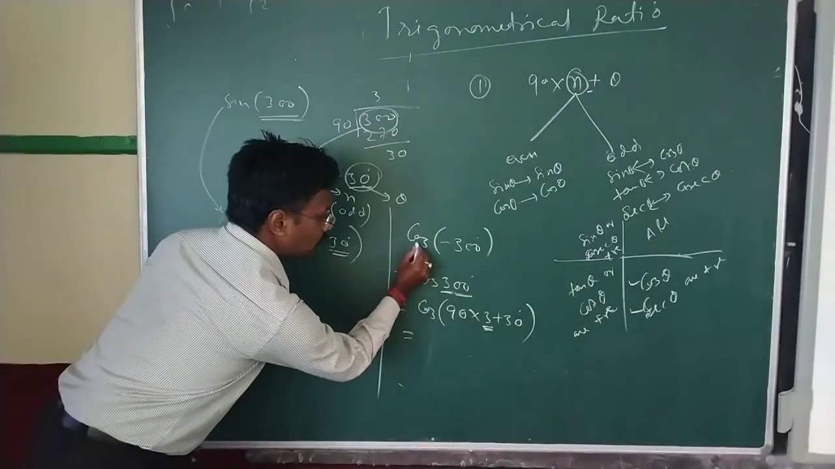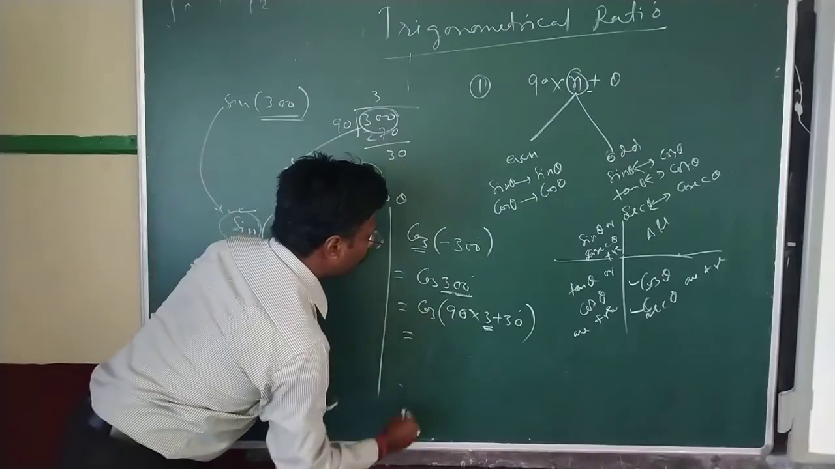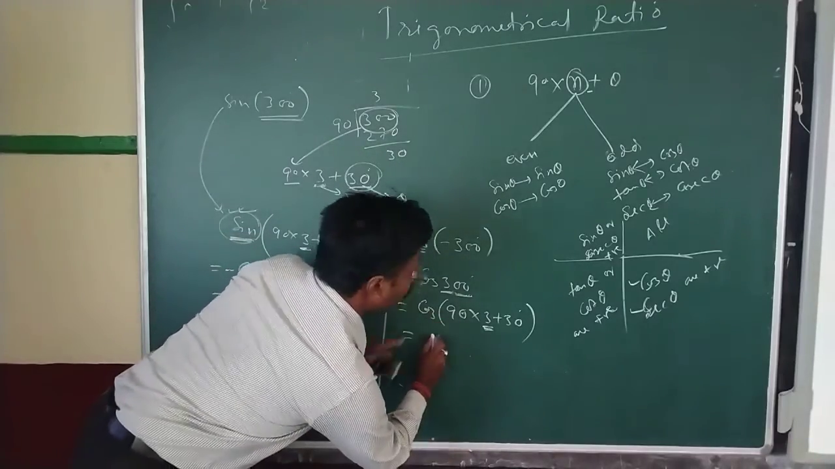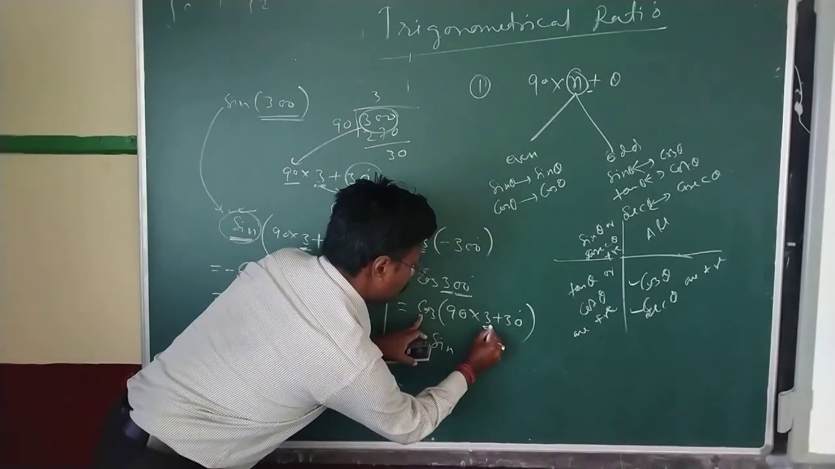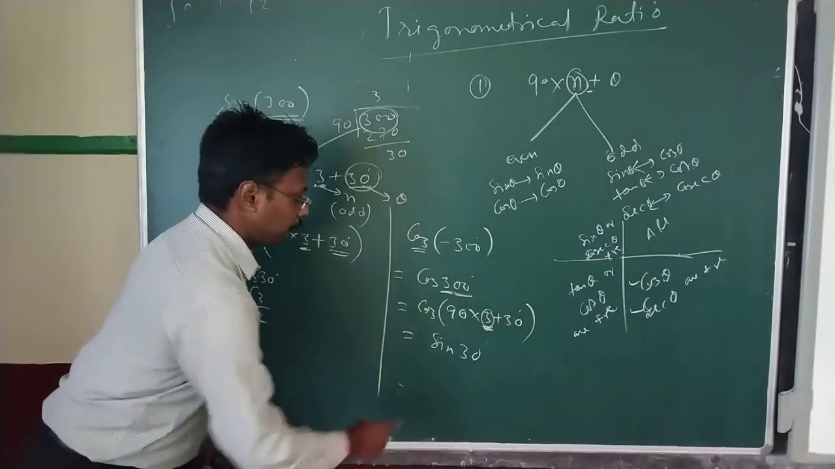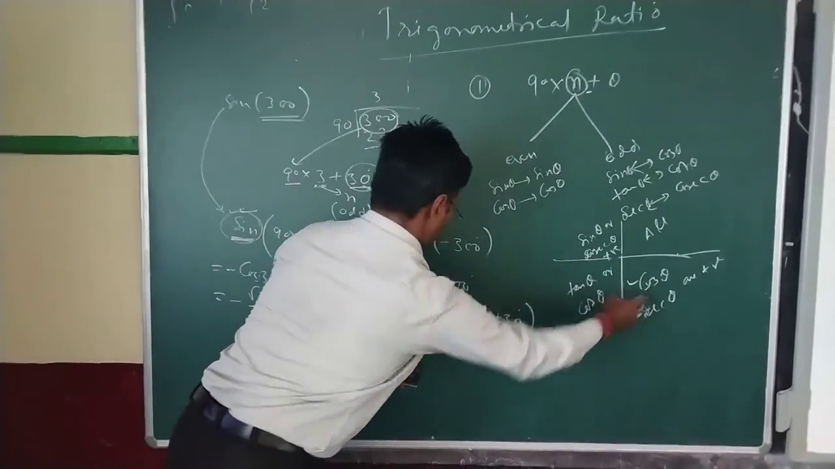So here the question is written with cos. So we will be getting here cos changes into sine, because this number is odd. So sine 30 degree, but there is no change in the sign. Why? Because it is in the fourth quadrant.